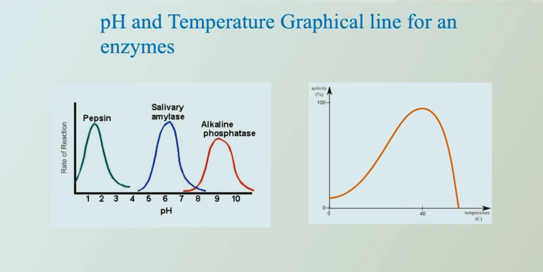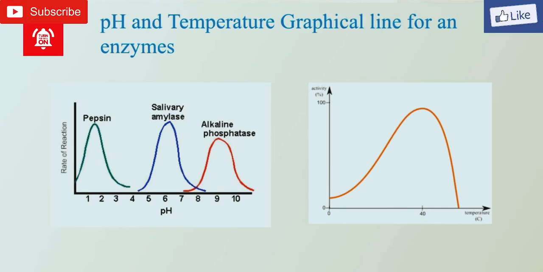So in this case, you divide this graph line into 2 parts, the one going up and the one going down. The exact point that connects these 2 lines together to make the graph line is called the optimum pH, or the optimum temperature, of that specific enzyme. So that's all for today.